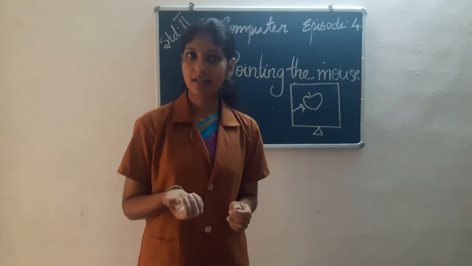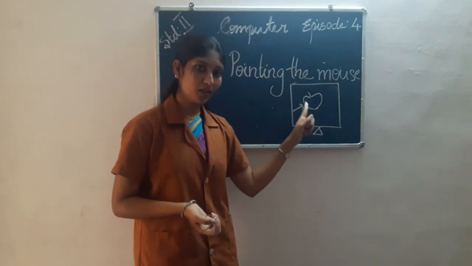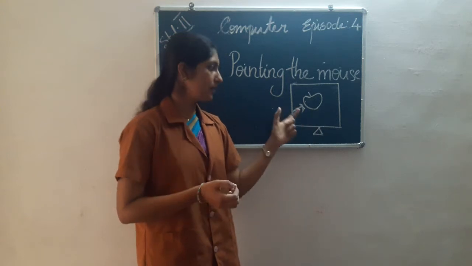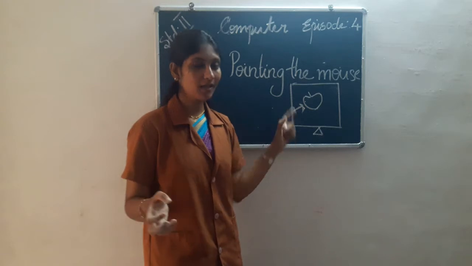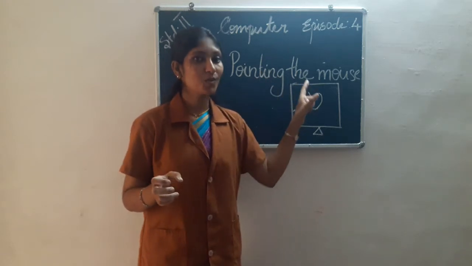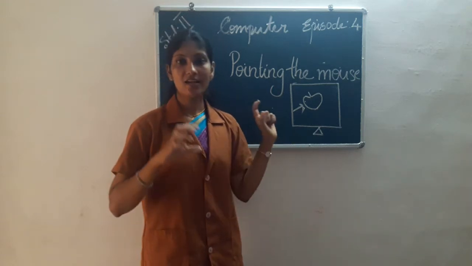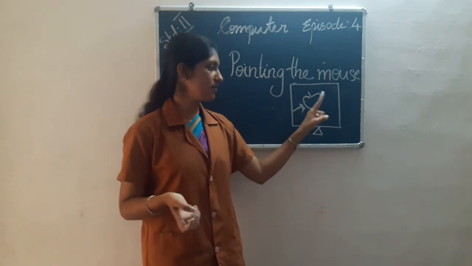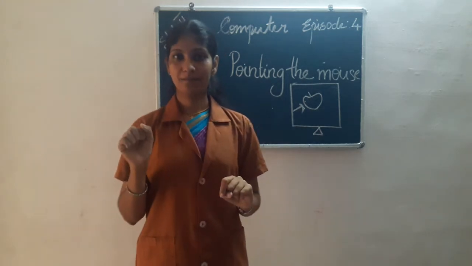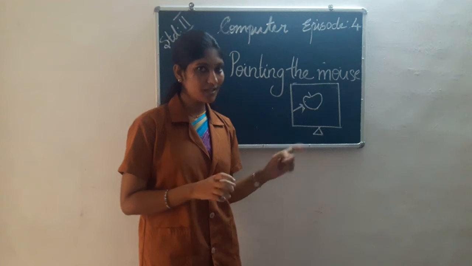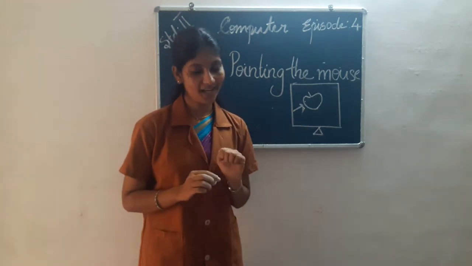So what does pointing mean? Move the mouse and bring the mouse pointer to the object. Here there is an apple on the screen, so move the mouse and take the mouse pointer to the apple on the screen. We can change the direction of the mouse pointer to another location by moving the mouse, because the mouse pointer follows the direction of the mouse, right?